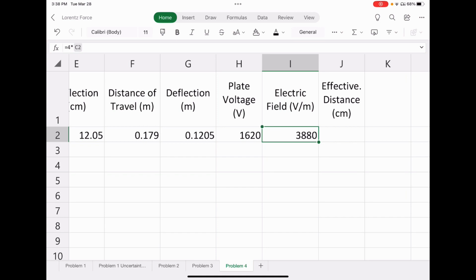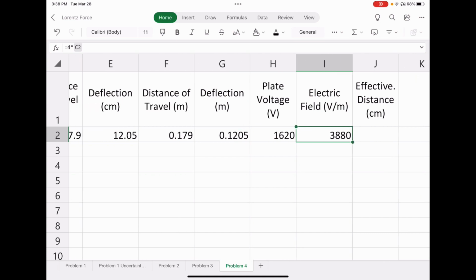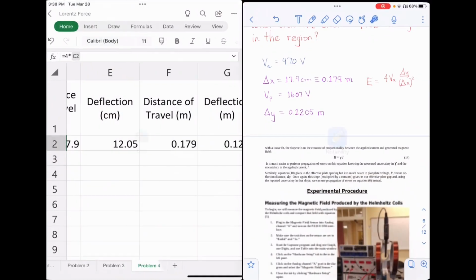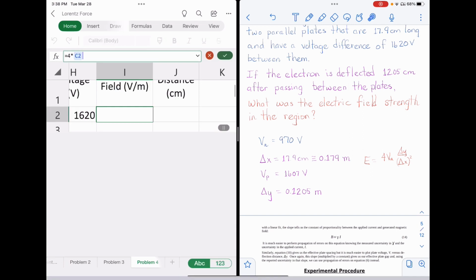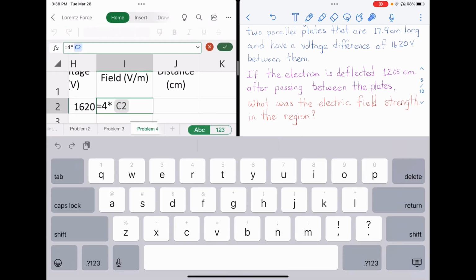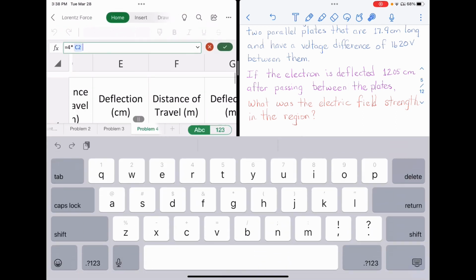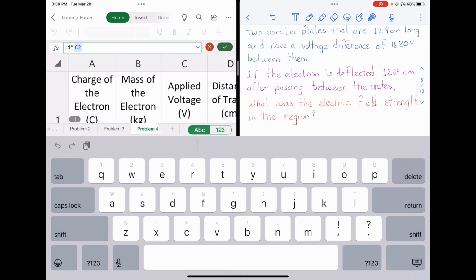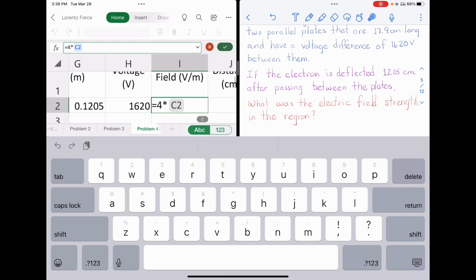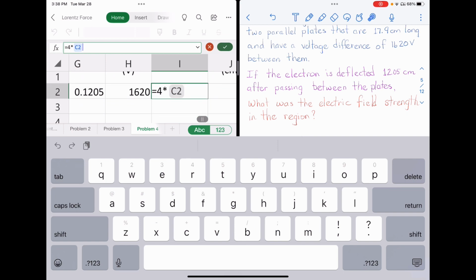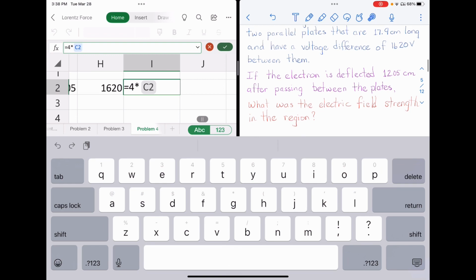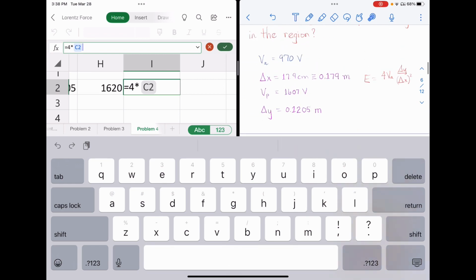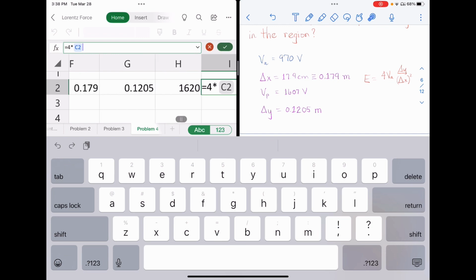So let's see how we calculate this. So we can see right now that we don't have enough information in here. So let's go ahead and do that. So we have 4 times the, let's see, C is the accelerating voltage, applied voltage. I really wish I'd have called that accelerating, but I can do that later. So that's applied voltage. And we are going to multiply that times 4 and then multiply that times the deflection.